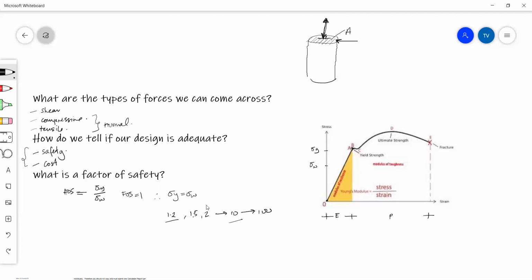So like for a bridge, you might have a factor of safety of, say, 3 or 4. For a plane, maybe 10. And for a coupling, maybe a factor of safety of 1.2 is good enough. So that's the reason for having a factor of safety. It's basically like drawing a limit. How safe do we have to make it? Okay?